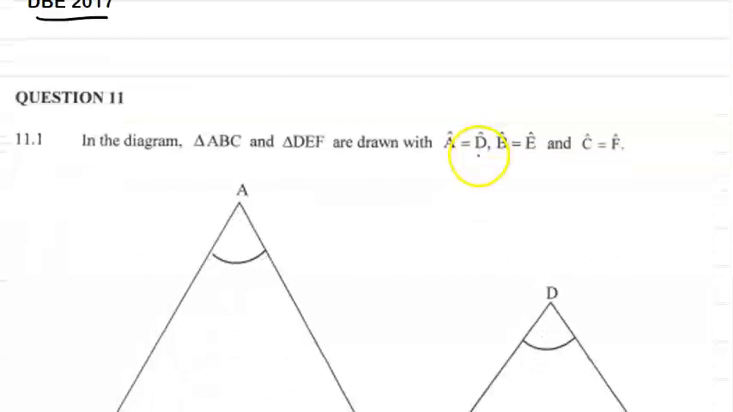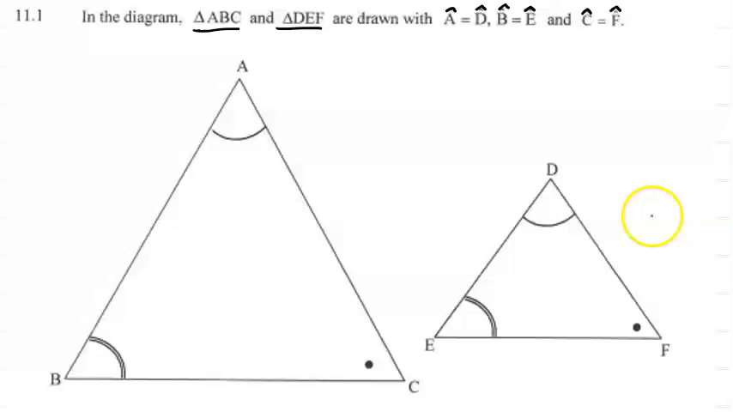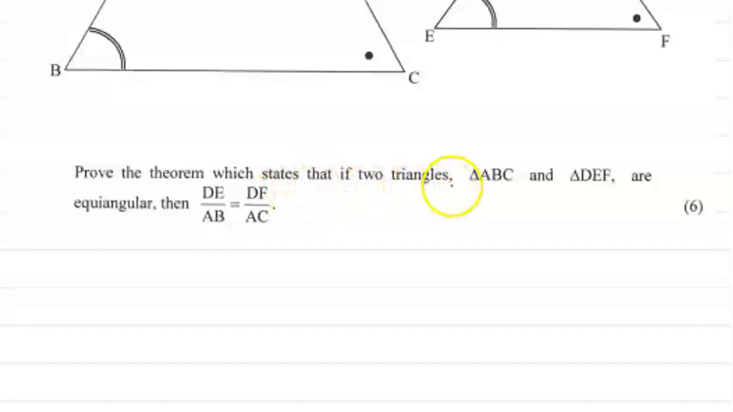It reads as follows. In the diagram, triangle ABC and triangle DEF are drawn with angle A equal to angle D, angle B equal to angle E, and angle C equal to angle F. So we can see that these two triangles are given to us. Prove the theorem which states that if two triangles, triangle ABC and triangle DEF, are equiangular, then their sides are in proportion: DE over AB equals DF over AC.